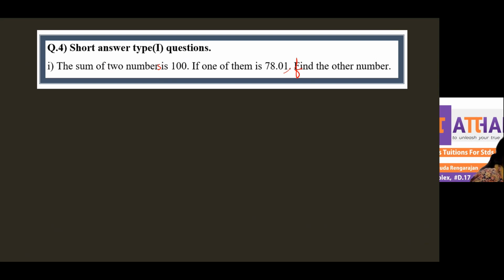Got it? So how do you do it? 100 minus 78.01 gives 21.99. Understood? Therefore, the other number is 21.99. Correct? Very good.